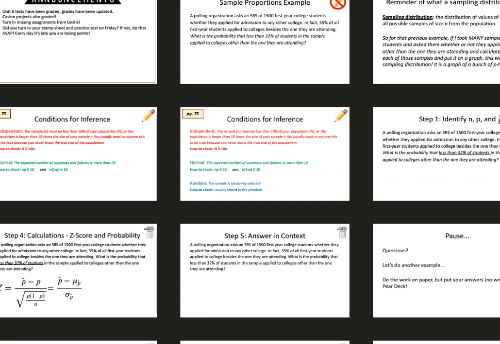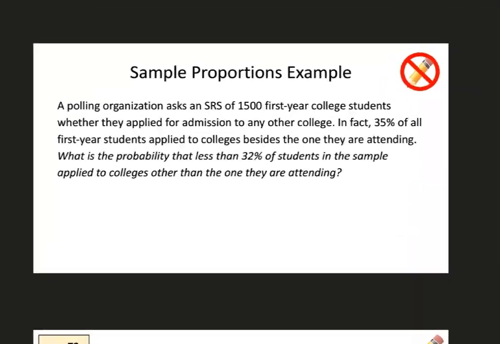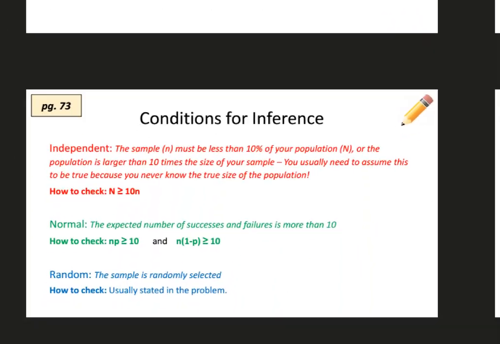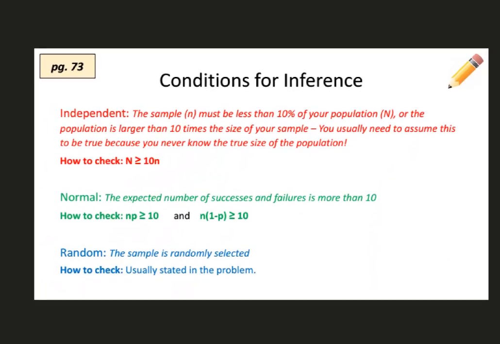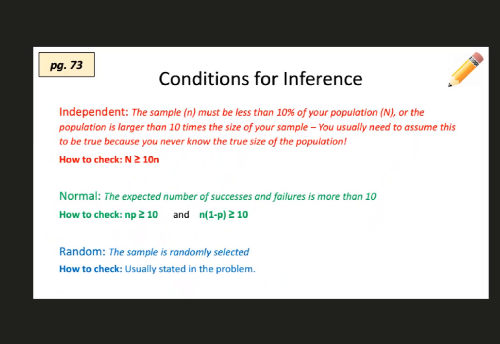So in order to answer this question that we saw right here, 3 conditions must be met, and those are called the conditions of inference. So the first condition is the independent condition, and that states that the sample must be less than 10% of your population, or you can say that the population is larger than 10 times the size of your sample. Both are true statements. They're the same thing, just opposites. You usually need to assume this to be true because you never know the true size of the population.